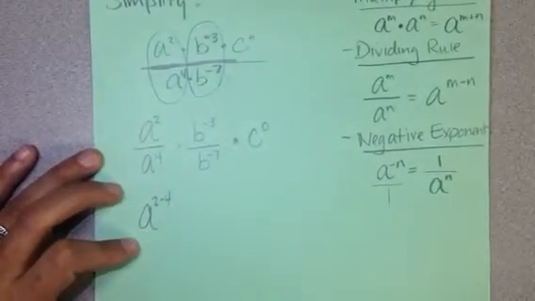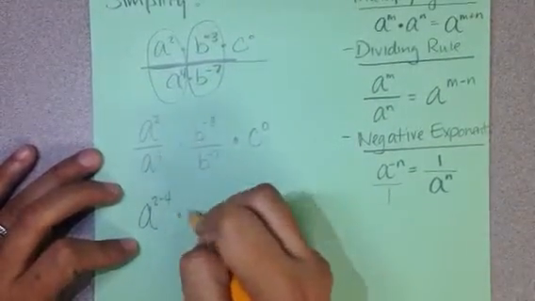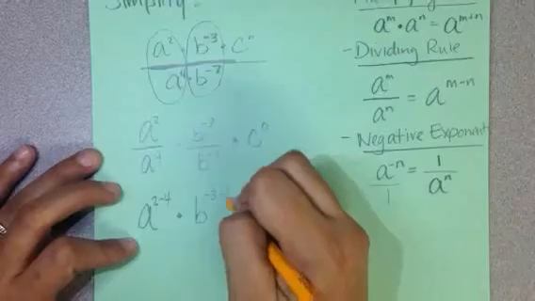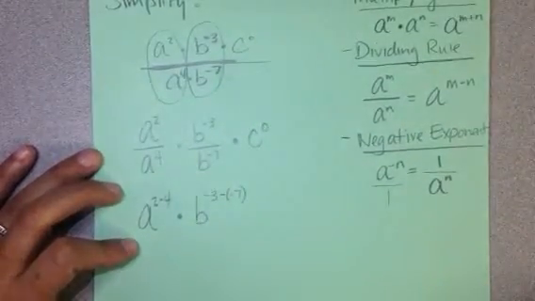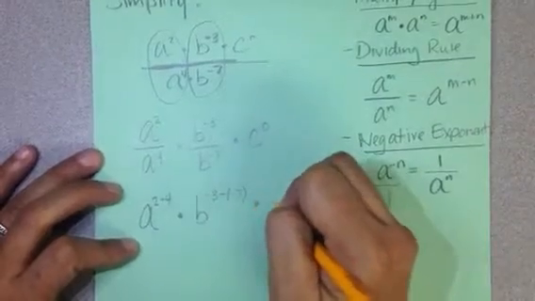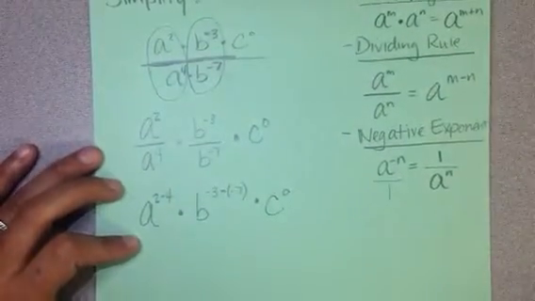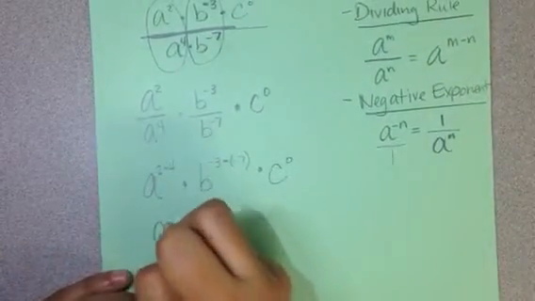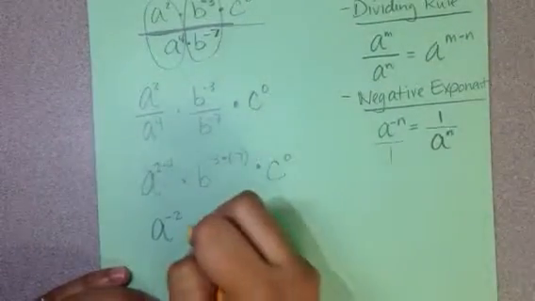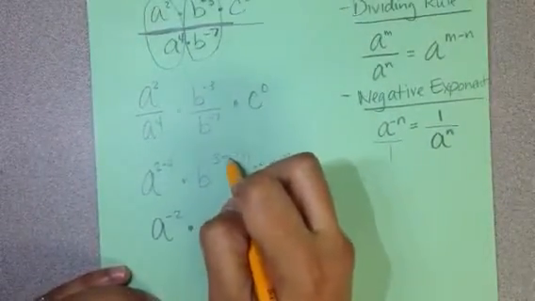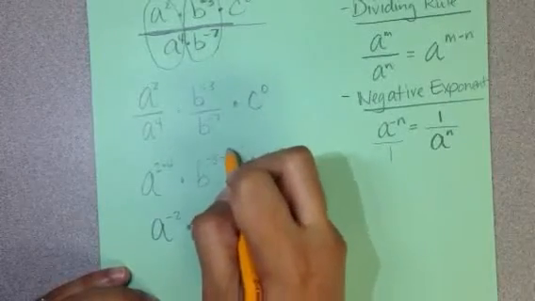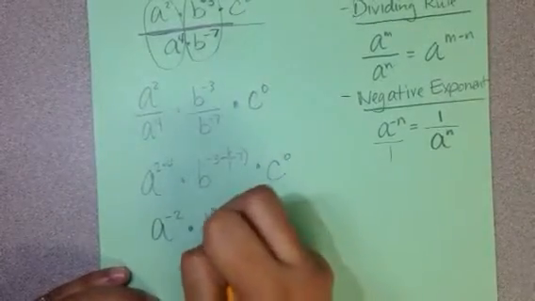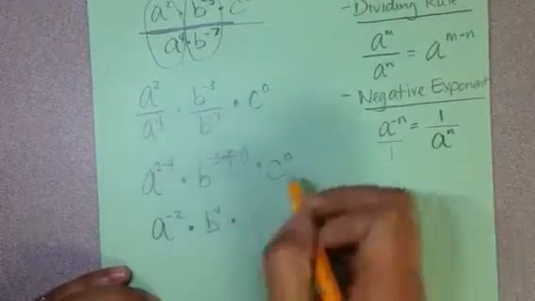The numerator exponent always goes first. Then we're going to take b to the negative 3 minus, because we're subtracting, a negative 7. And then finally we have c to the 0 power at the end. So let's simplify this. A to the 2 minus 4, well, 2 minus 4 is negative 2, so it's a to the negative 2, times negative 3 minus a negative 7. Whenever you're subtracting a negative number, it actually turns positive, so it's a big plus sign. So it's negative 3 plus 7, which is b to the 4th power, times c to the 0.